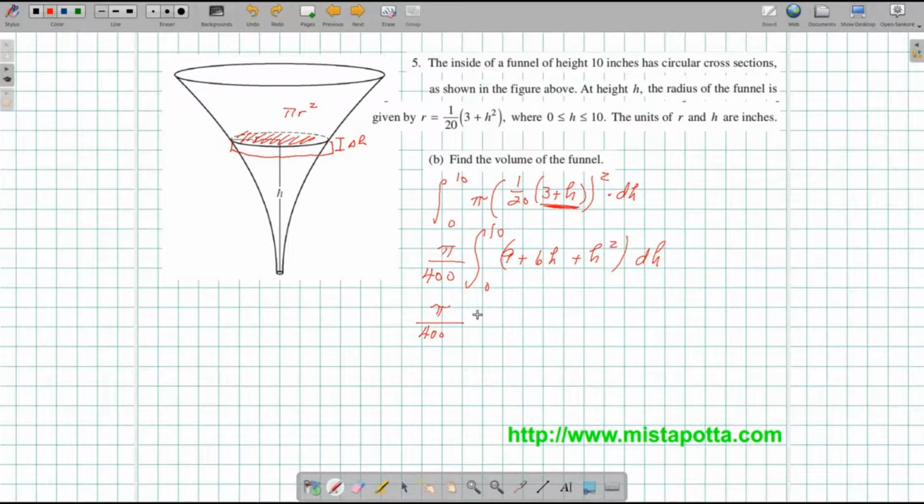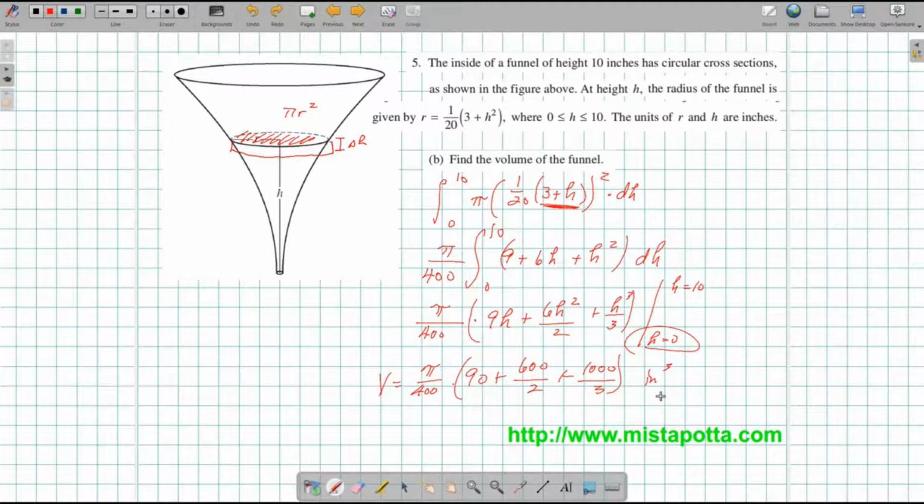So I've got pi over 400 times, it's going to be 9h plus 6h squared over 2 plus h cubed over 3, and I'm evaluating this from h equals 0 to h equals 10. So it's just a simple substitution. And again, as before, this h equals 0 is going to be really nice because all of these terms will drop out. So our volume ends up being pi over 400 times (90, I really should have parentheses there, 90 plus 600 over 2 plus 1,000 over 3), and this is going to be cubic inches.